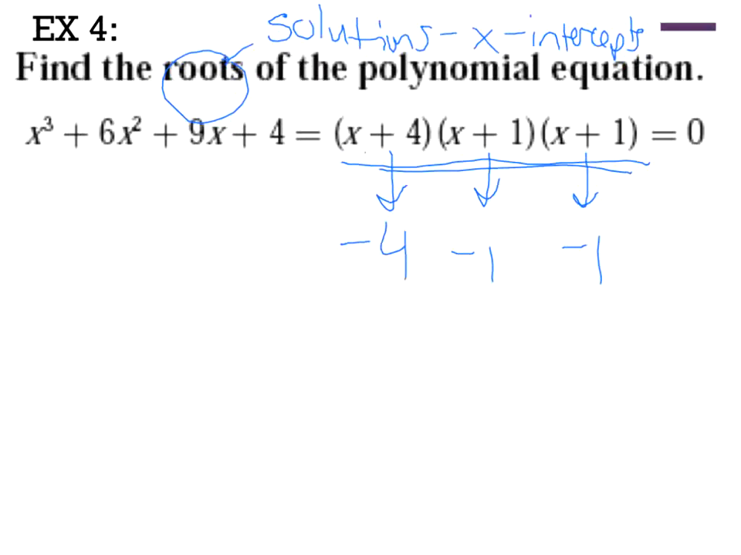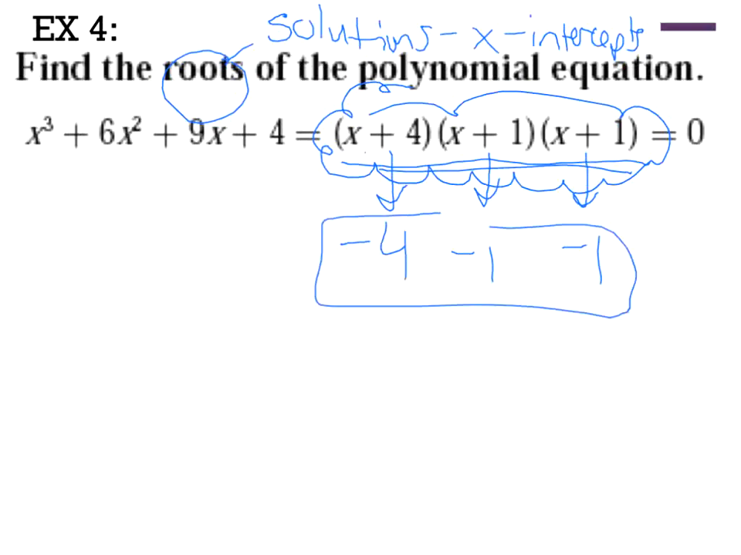I love it when they have it factored for us because finding the root is easy. Isn't that so nice? So sometimes on a quiz, they're going to give you the factors and say, what are the roots? They're just trying to check so you know to take the opposite. That's all they're checking. They're checking for understanding. Wasn't that pretty awesome? We like when they factor it for us. They've done the hard part.